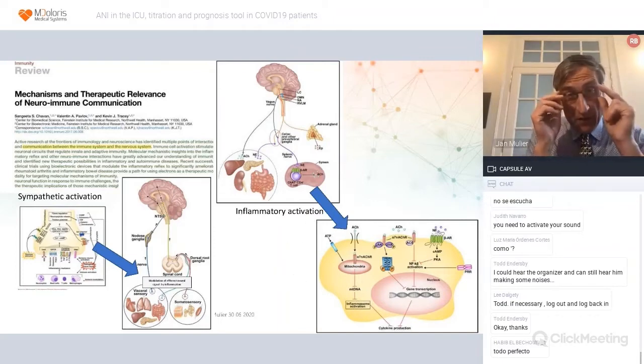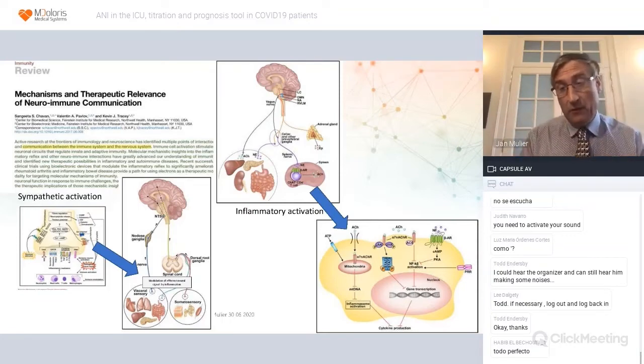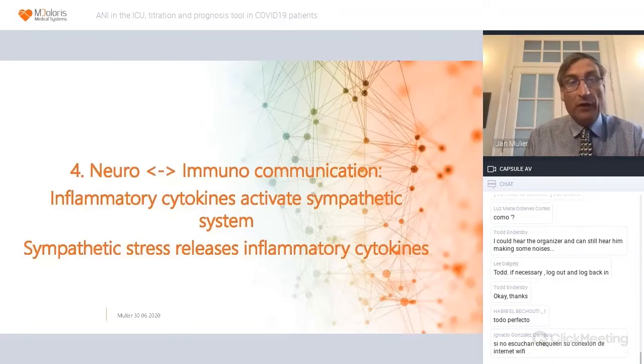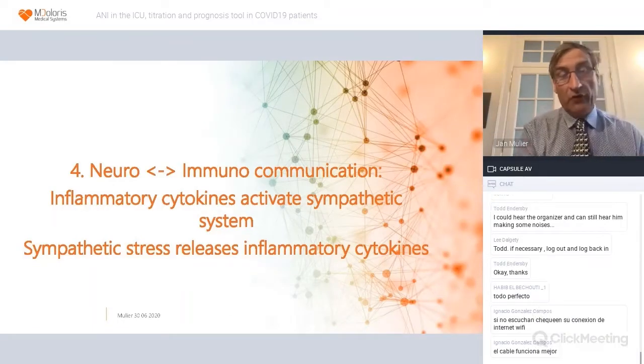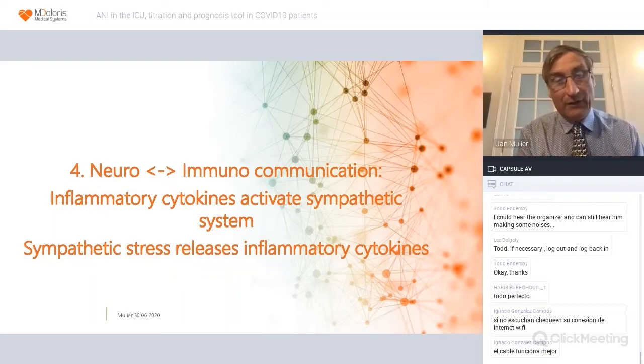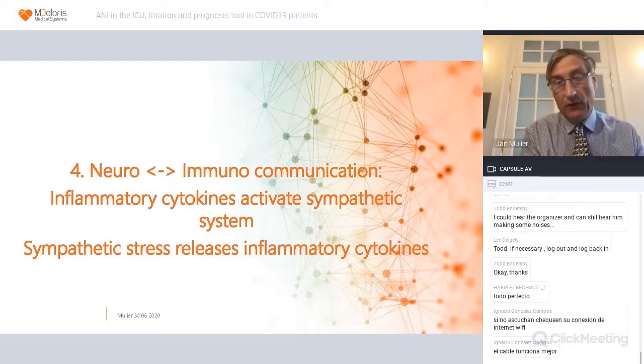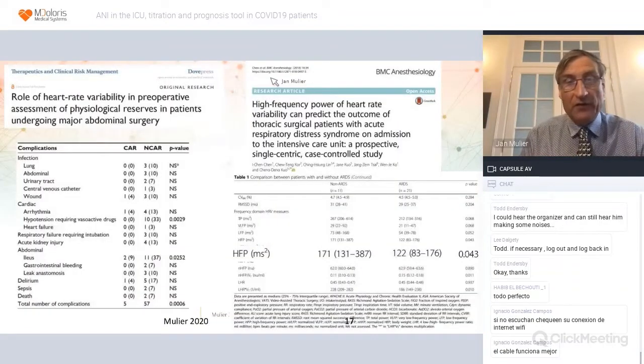Because inflammation, like the severe inflammation by the COVID-19 pneumonia, will induce sympathetic reactions, but also sympathetic reactions will induce inflammation. There's a very strong communication between both systems. We can conclude that inflammatory cytokines activate the sympathetic system, and sympathetic stress also releases inflammatory cytokines. So they're working in both directions.